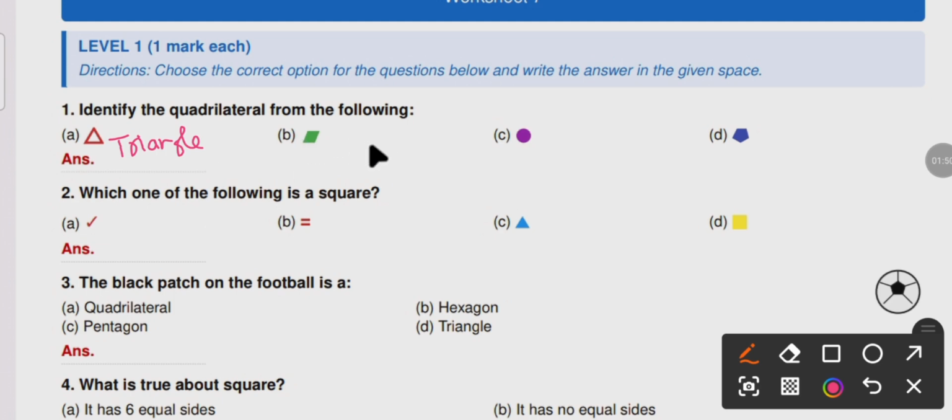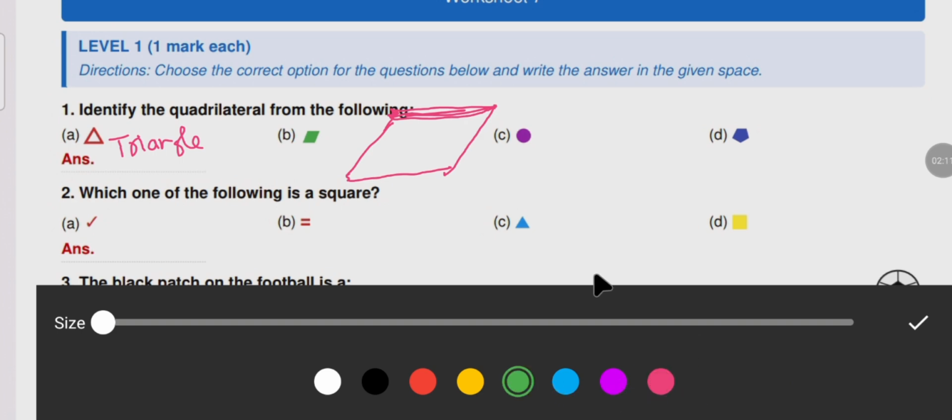Now next shape, let me make it clearly, like in this way. Okay, so now count the corners of this: 1, 2, 3, 4. 4 corners, and sides. Count the sides: 1, 2, 3 and 4. How many sides? 4 sides.